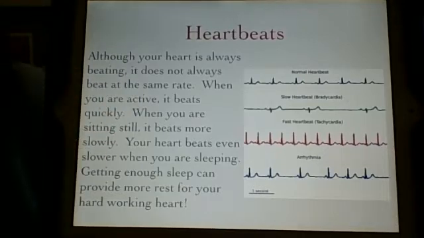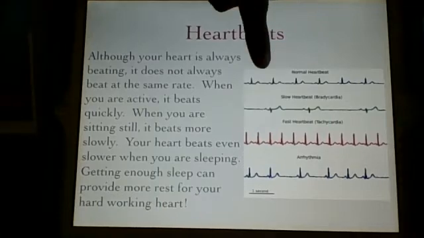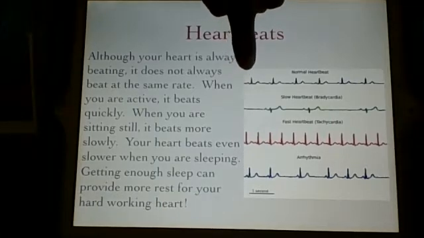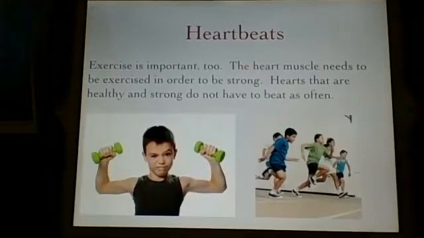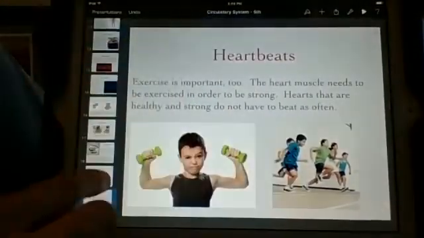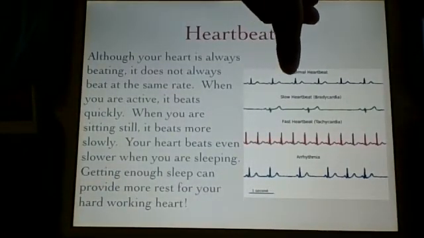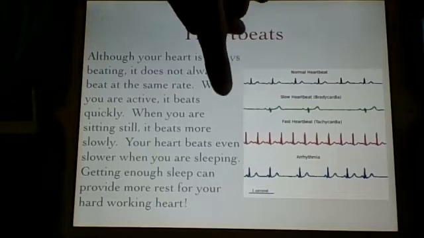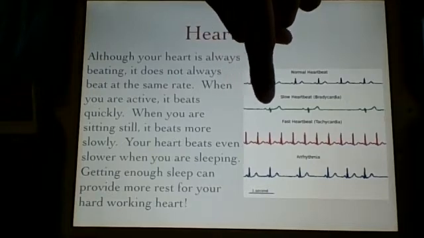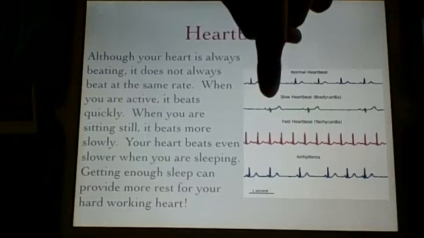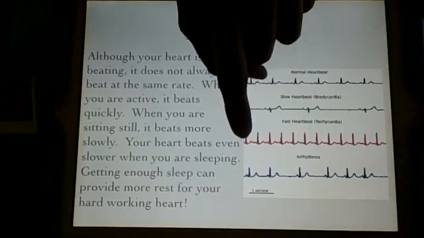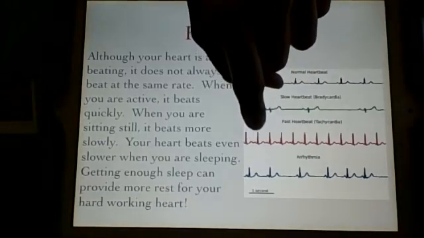So let's look at the examples here of heart rate. This is a normal heartbeat. You can see where it rises and then gets lower. This is the lub-dub sound, lub-dub, lub-dub. This is a slow heartbeat. It's too slow. You can see how the beats are spread out. This is a very fast heartbeat, and you can see how fast it's beating.